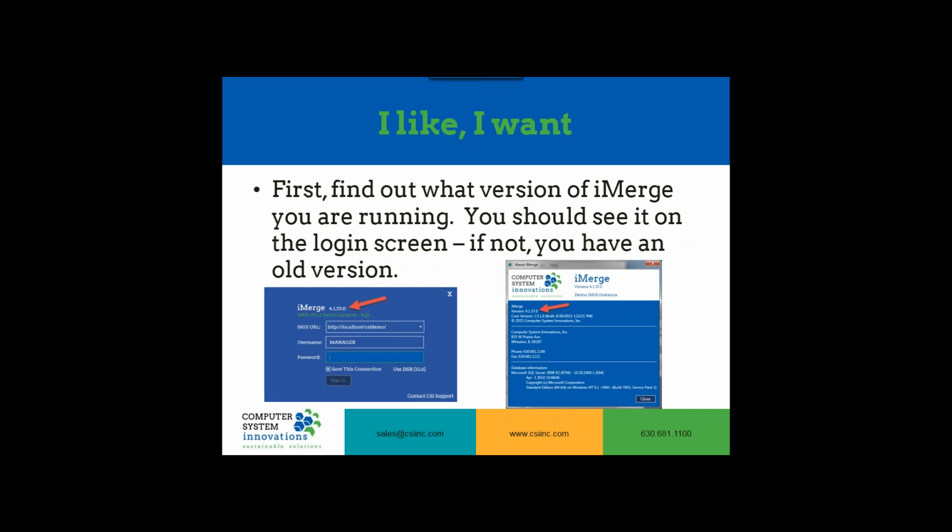All right. If you're not on the latest release and you saw something that you want, make sure you're on the latest release. So find out what version of iMerge you're running. You can see it on the login screen. You can also see it under Help.